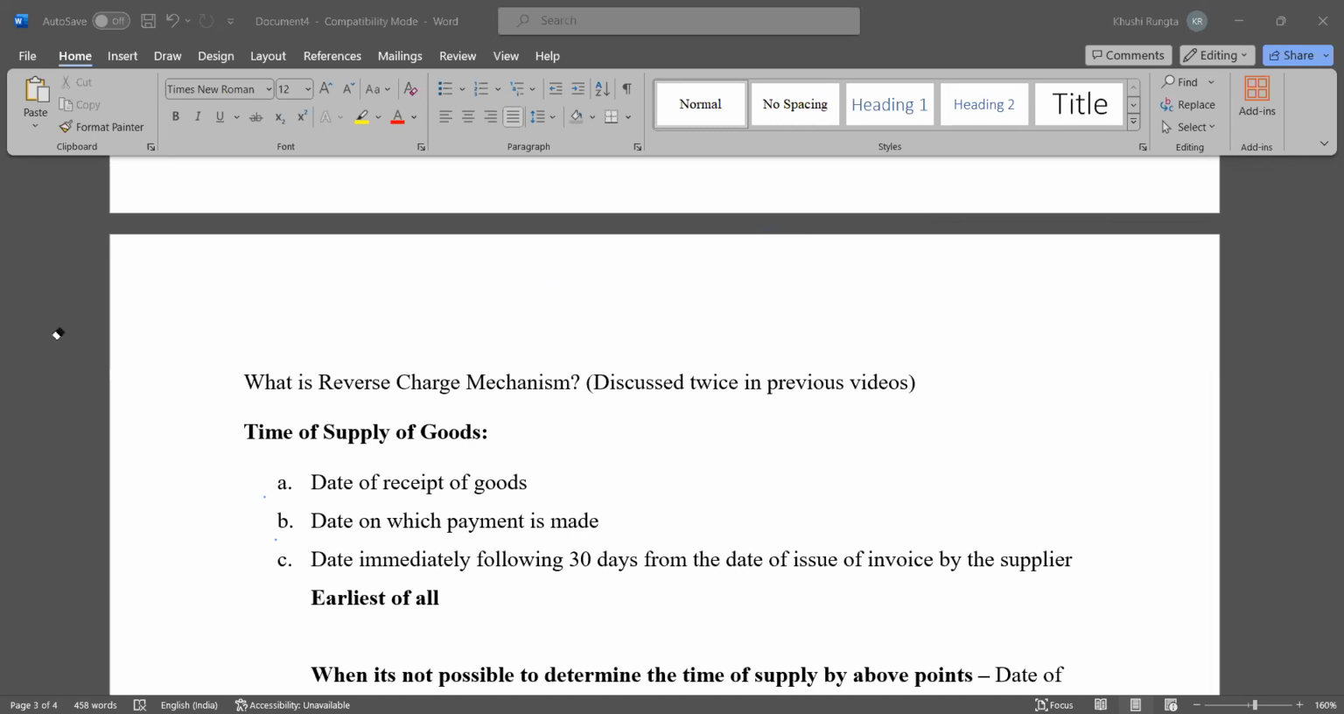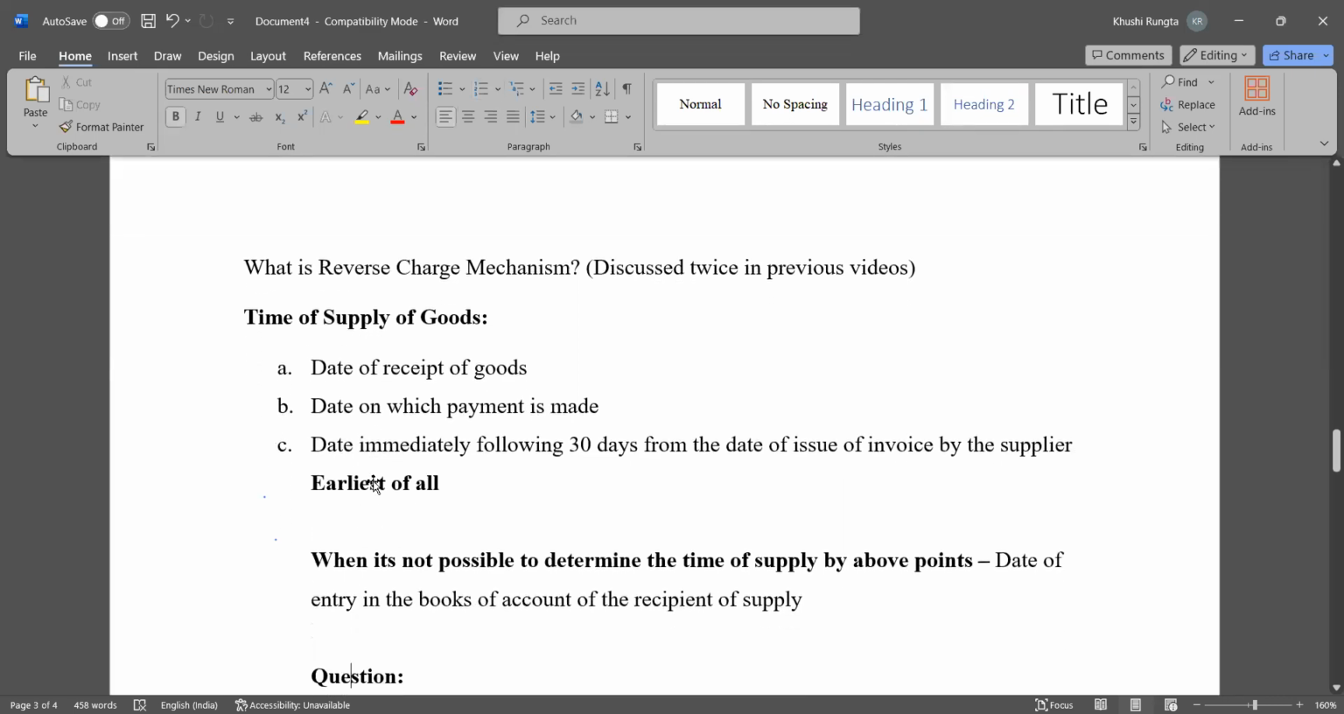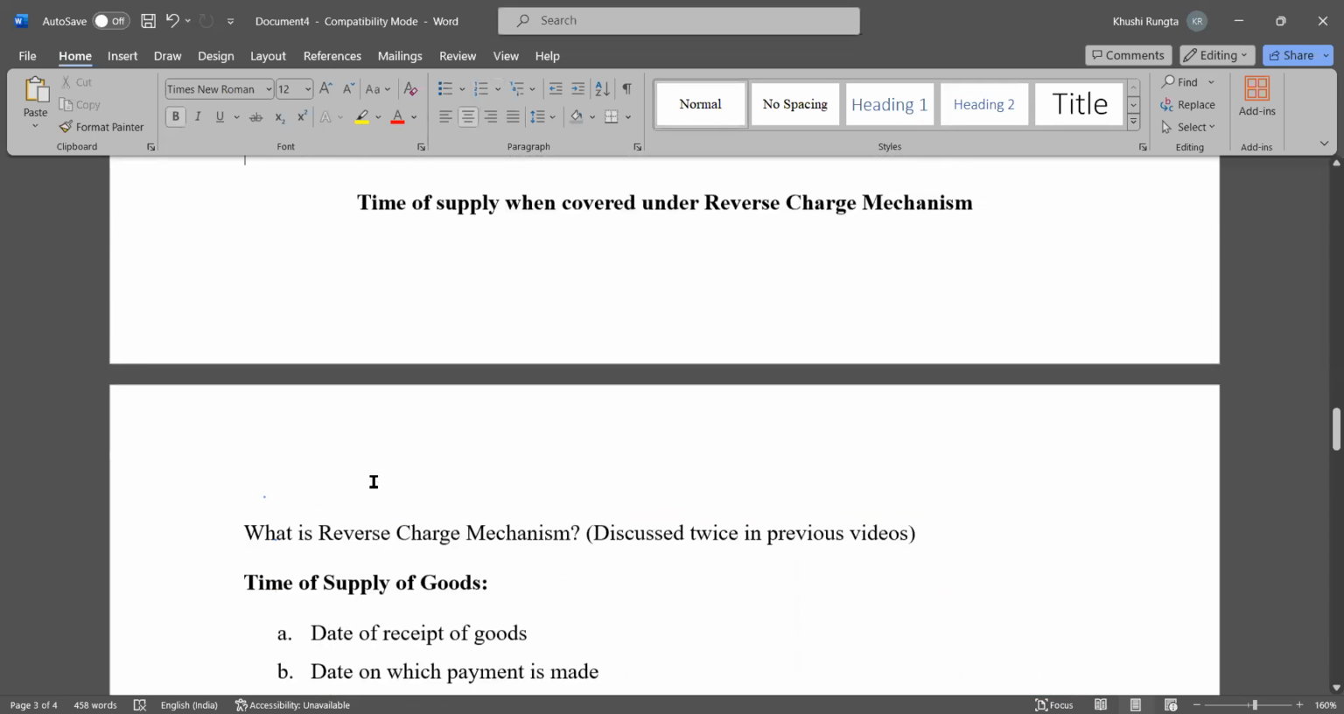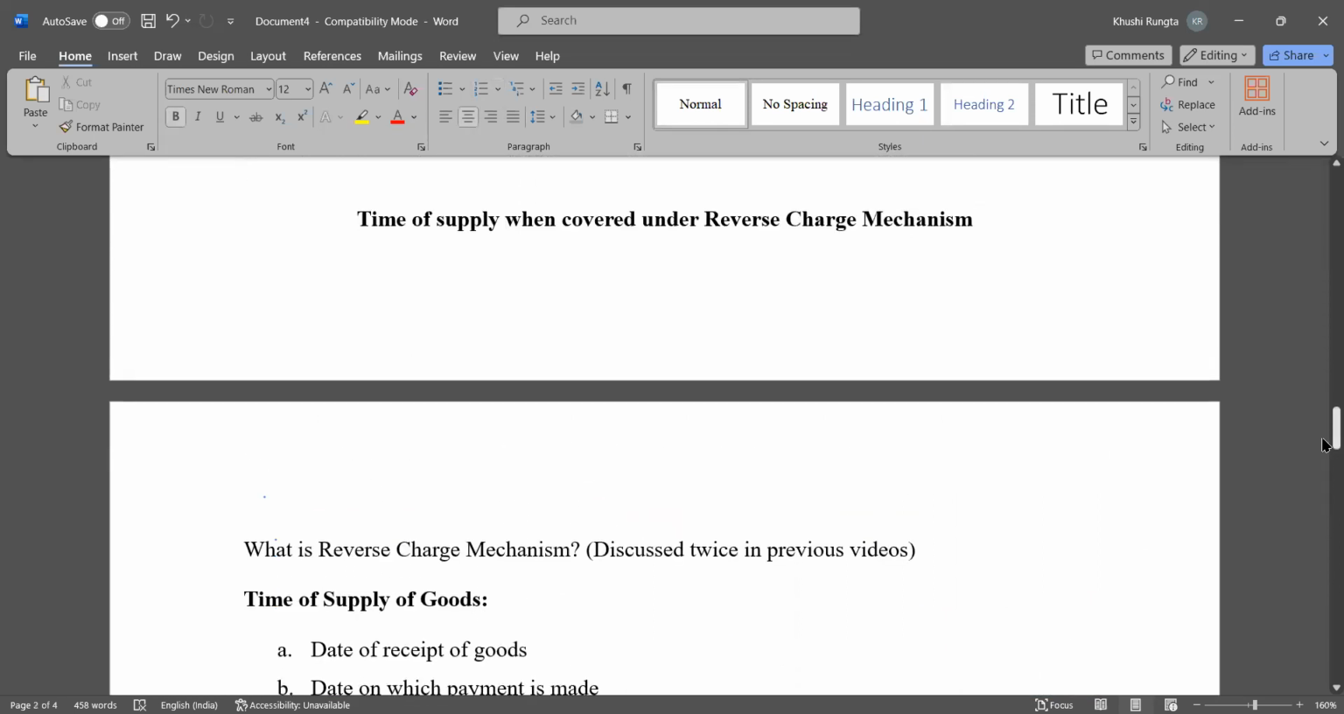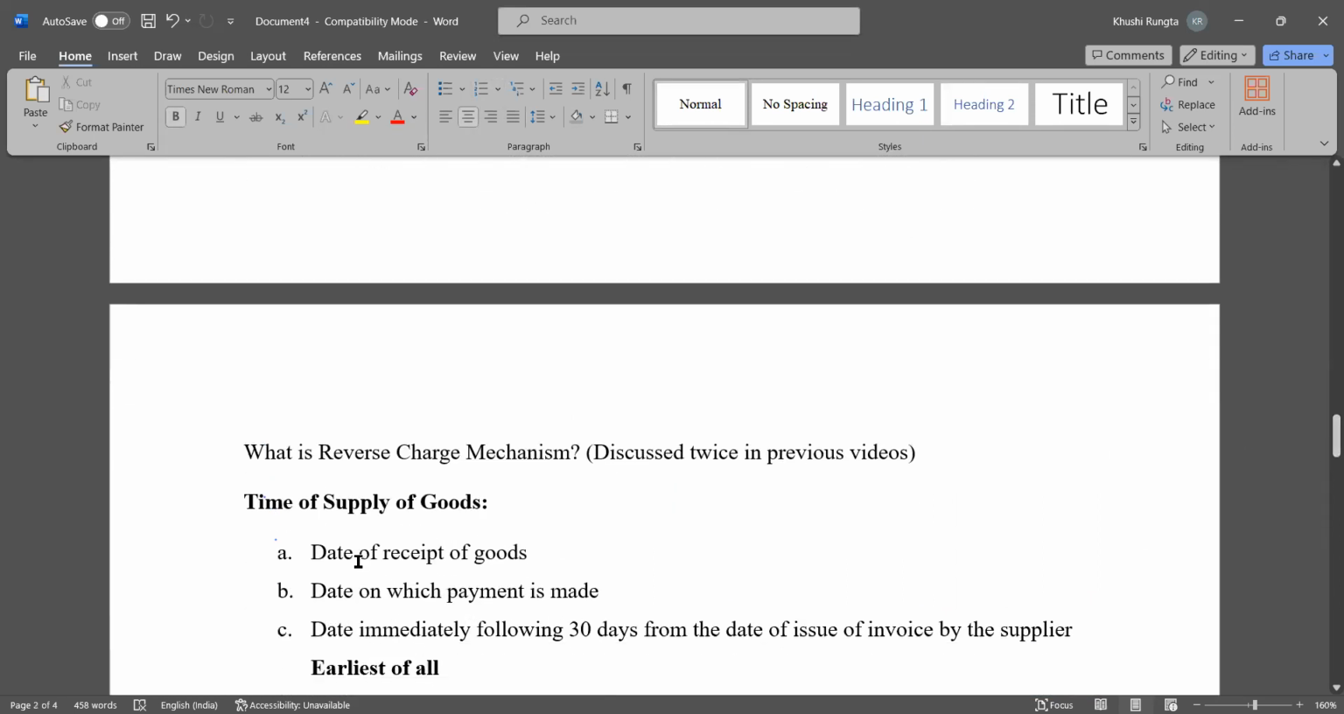Okay. Whenever the goods is supplied in reverse charge mechanism, then you have to see the date of receipt of goods, date on which the payment is made, and the date immediately following 30 days from the invoice by the supplier, whichever is earliest of all. What all three things you will see? Date of receipt of goods, date on which payment is made, and the date immediately following 30 days from.